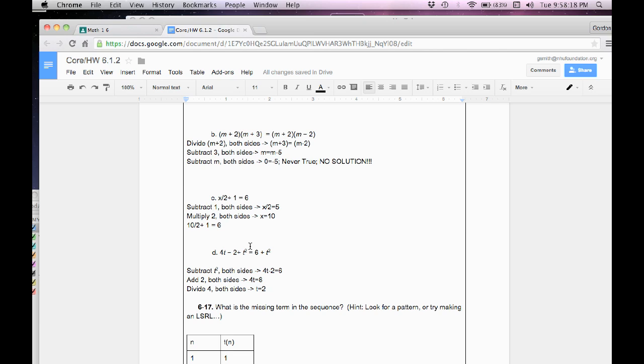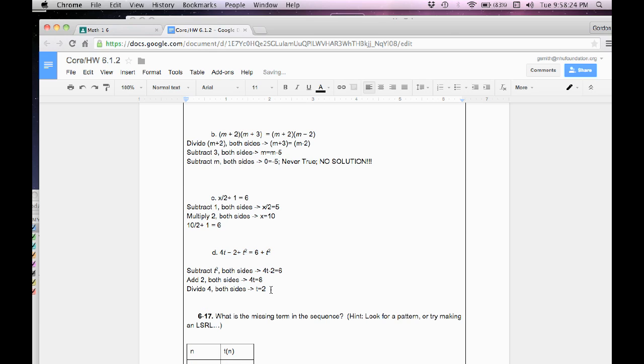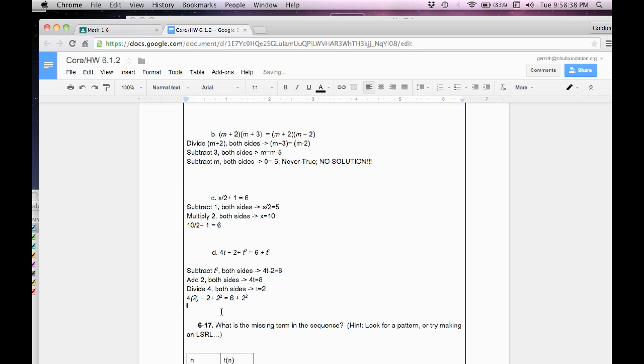Okay, so we want to be sure that's true, so we'll plug it back in. That means everywhere I see a t, I'll replace it with a 2, and it should come out true. So instead of 4t, we're going to say 4 times 2. Instead of saying t squared, we're going to say 2 squared. And instead of saying t squared here, we're going to say 2 squared here. Alright, so let's work this out.